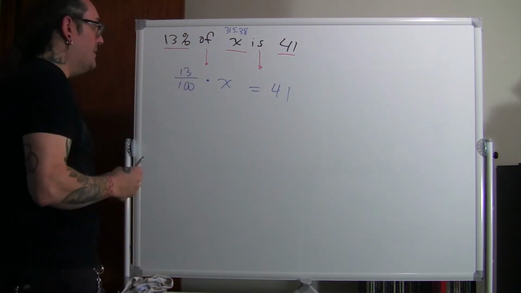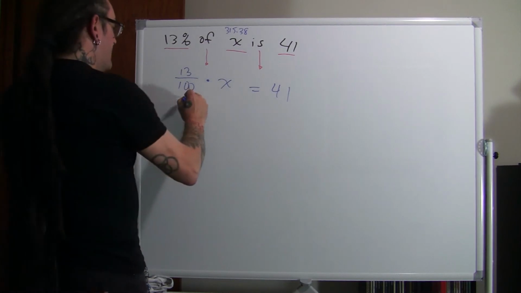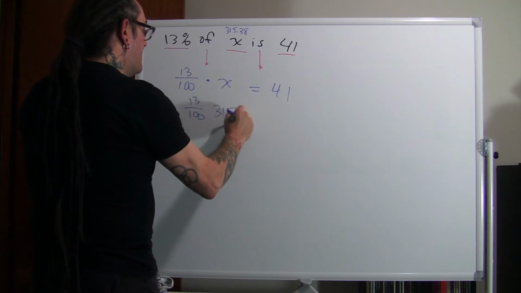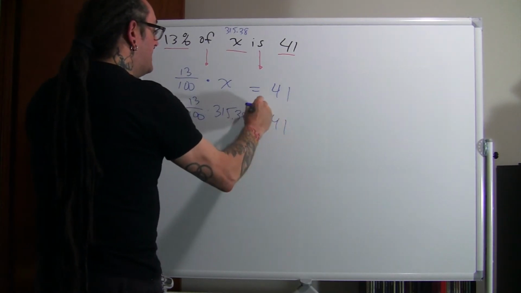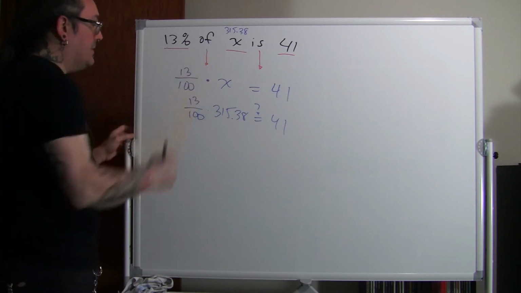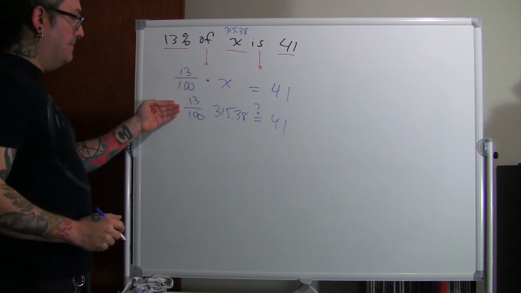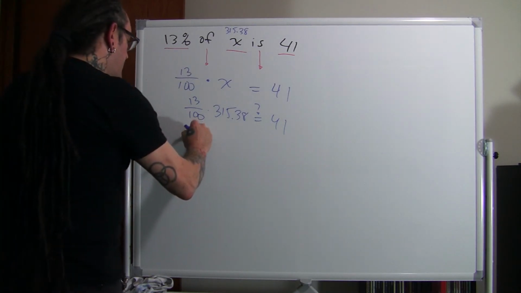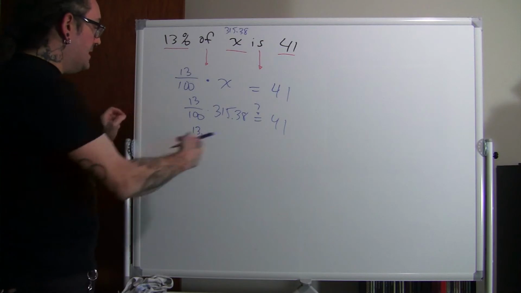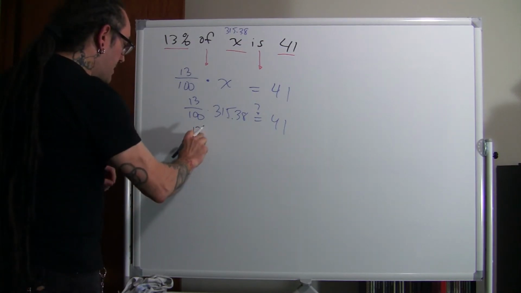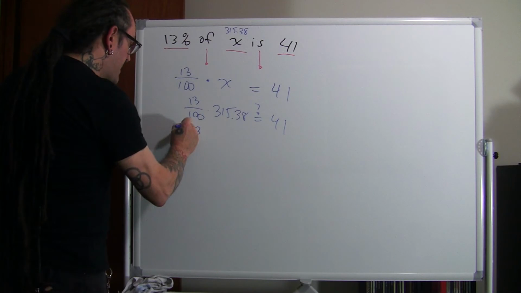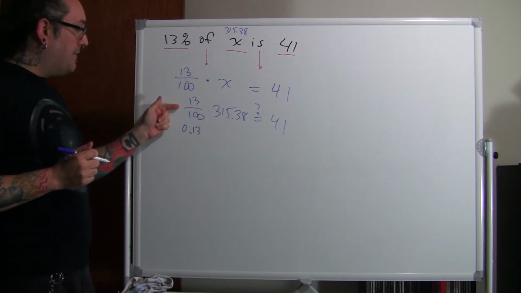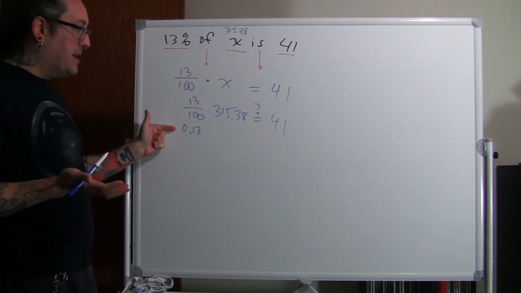Let's do it. Okay, so now 13 over 100 times 315.38 equals 41. We're asking, is that true? By checking our answer. All right, 13 over 100. Let's use our dividing by 100 trick. This is 13, but dividing by 100 says move the decimal point this way, so it becomes 0.13. And this is the way to translate a percentage as a fraction into a decimal. You just divide by 100.